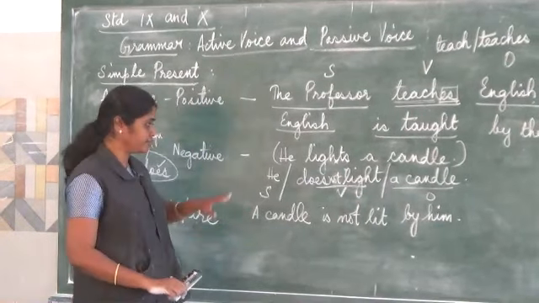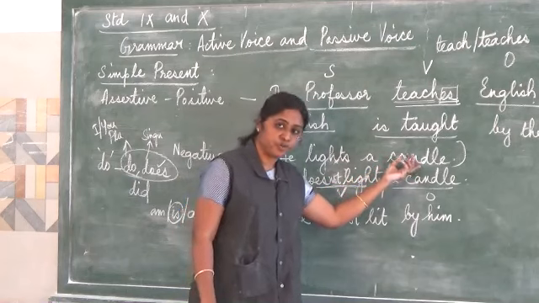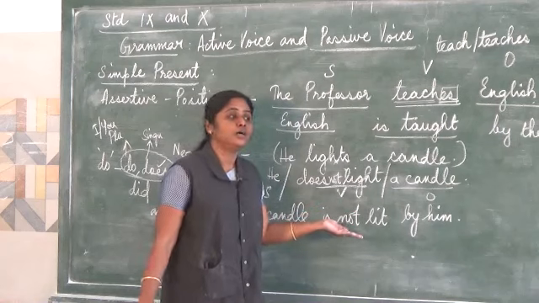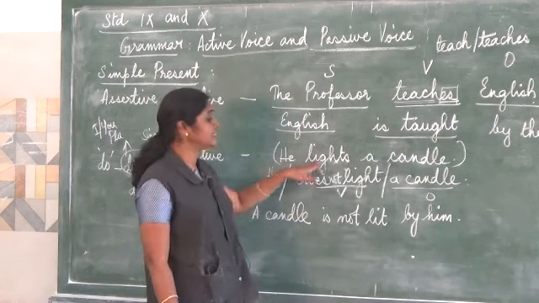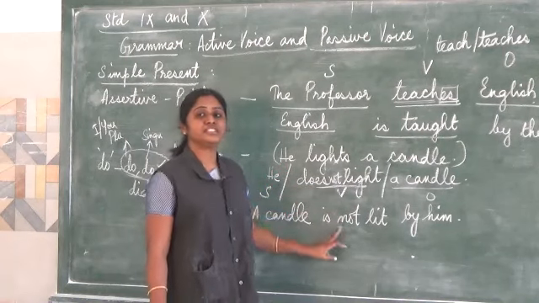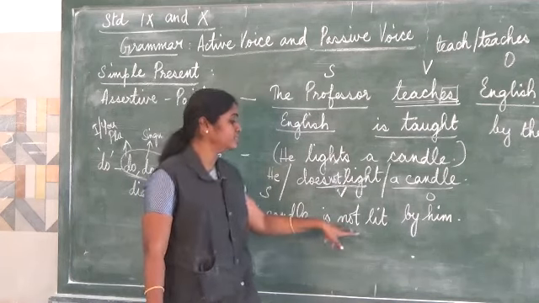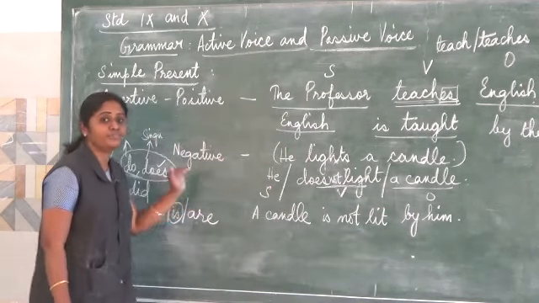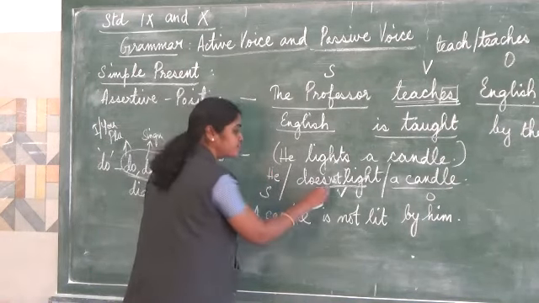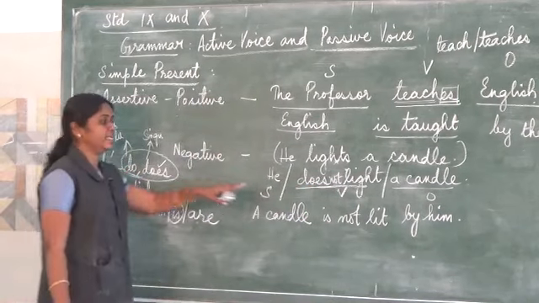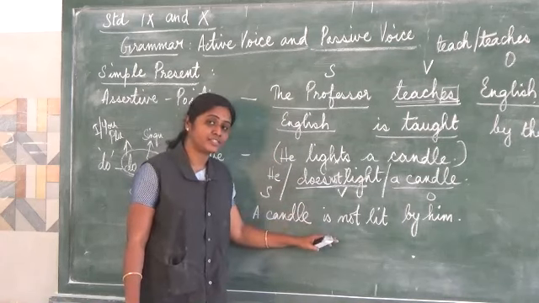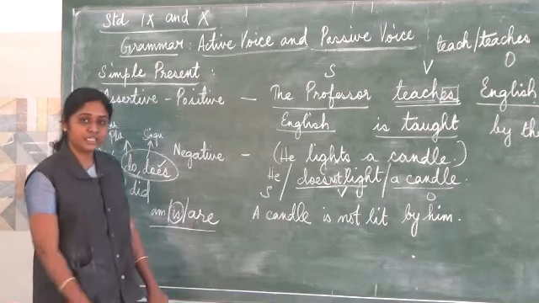lit by him. Okay, see, for example, he lights a candle. This is positive sentence. So if you had changed this positive sentence into passive voice, what will be the answer? A candle is lit by him would have been the answer. But just because you have got does not, you are only adding this extra word negative here. A candle is not lit by him. This is how you have to change a given negative sentence into its passive form. Okay, so as soon as you see does or do in a negative sentence, you can understand that it is simple present tense. And obviously in your passive voice, you have to use any one of these three auxiliary verbs.